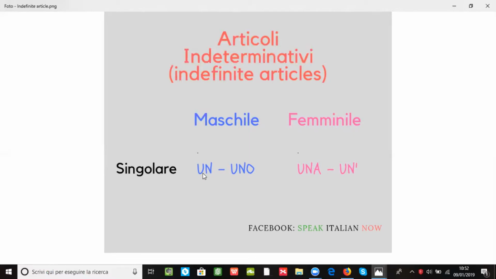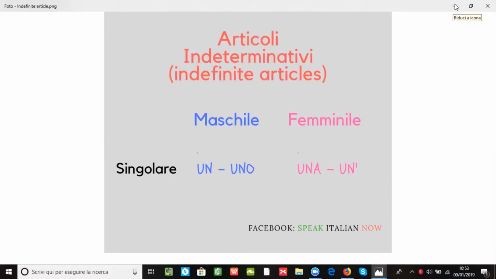Okay, you see there is un without apostrophe and un with apostrophe. When there is apostrophe, you have to use un plus apostrophe only for female. Remember, because there are some people, also Italian people, that make a mistake, because sometimes it's easy to make a mistake. But if you think that un più apostrofo, you have to use this with a female femminile noun, nome, that starts with a vowel. Okay, so it's very important.